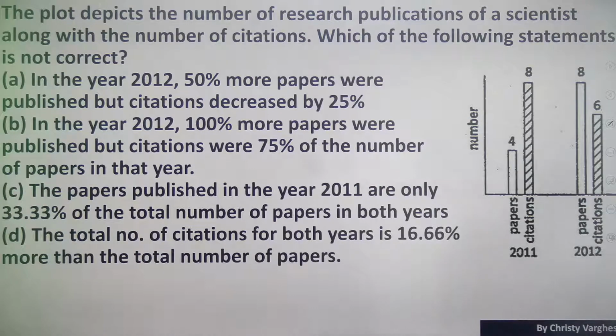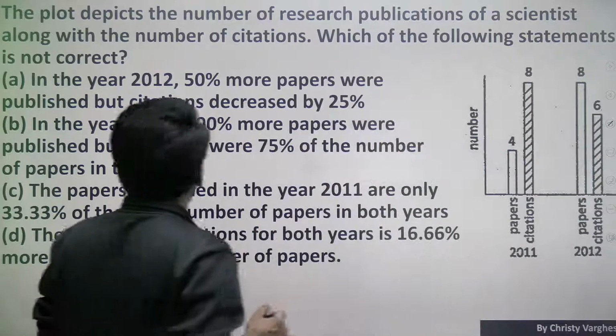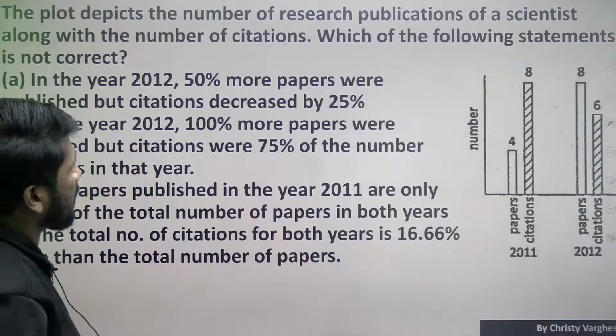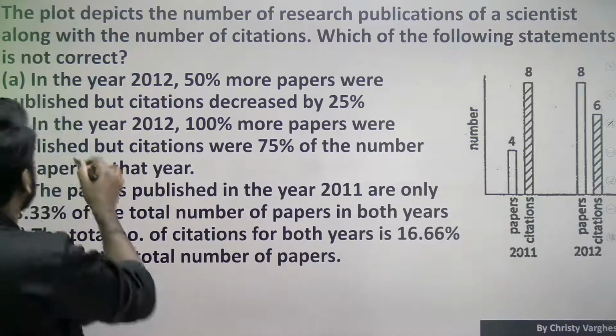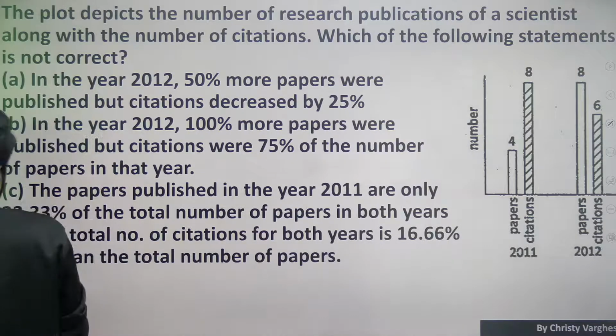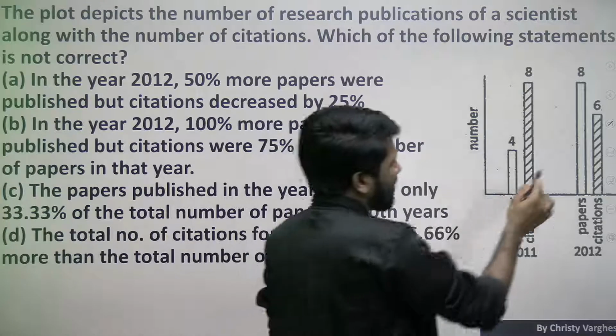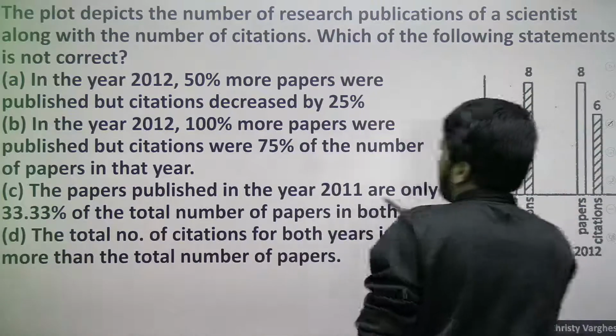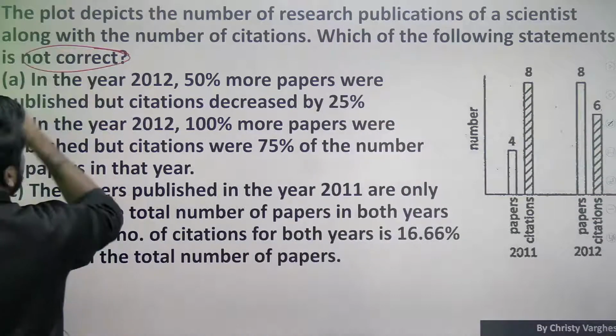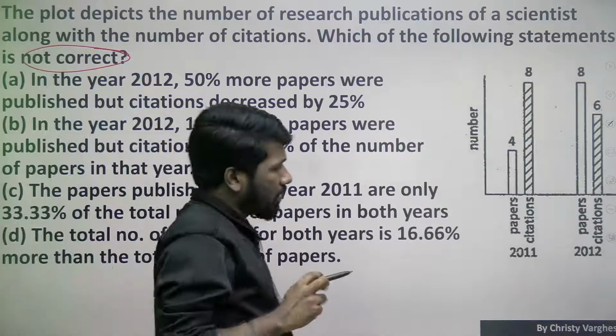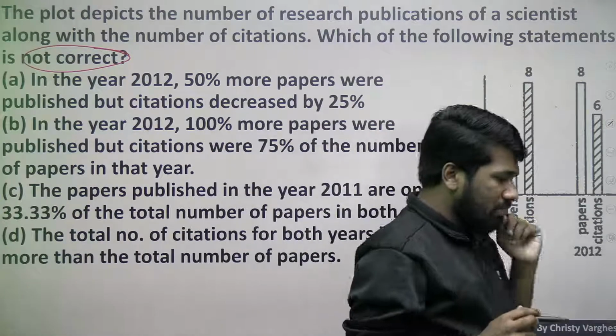Okay, so I will explain. The plot depicts the number of research publications of a scientist along with the number of citations. Which of the following statements is not correct? Again, I hope you all read it correctly. It asks for not correct, it asks for incorrect. So, what is this graph? I will explain a little bit.